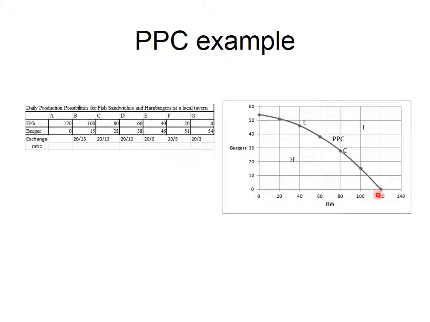I did this in Excel. You have 120, then you have 100, then down to 80, down to 60, down to 40, down to 20, and then down to 0. This is going to become important because of the sacrifice ratio, because what we noticed in the previous slide when we first introduced production possibility curves is that the production possibility curve is not a straight line.